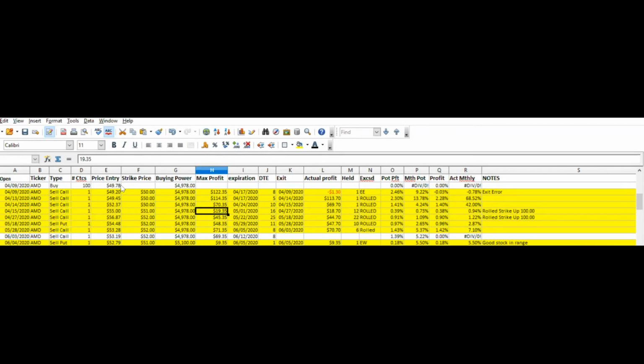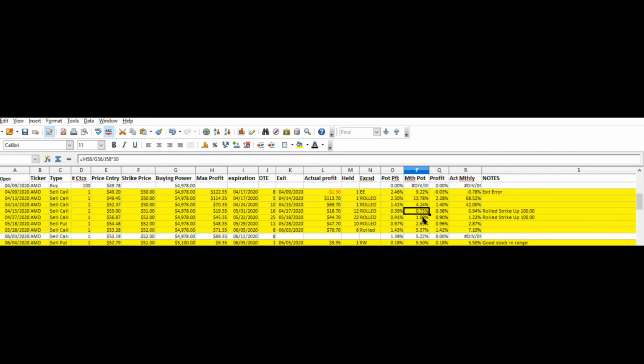But as you can see, the stock price had gone up. And at this point, it was trading at $55. So I wanted to roll it up. I believe I looked to roll it up to 52, and that was going to cost me a debit. So I rolled it up to 51, made a small premium on that. It was 16 days out, which, of course, would have only made a monthly return of 0.73%. But I was okay with that because I was able to roll it up $100.